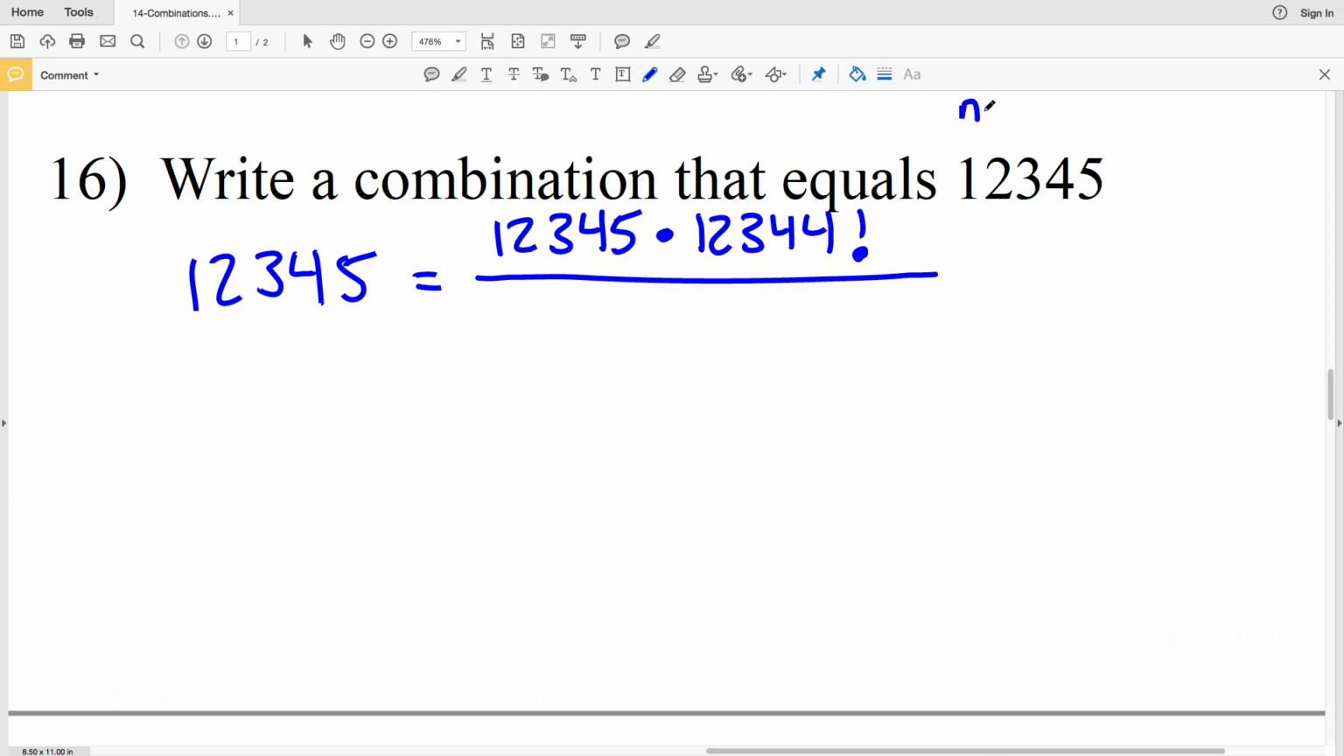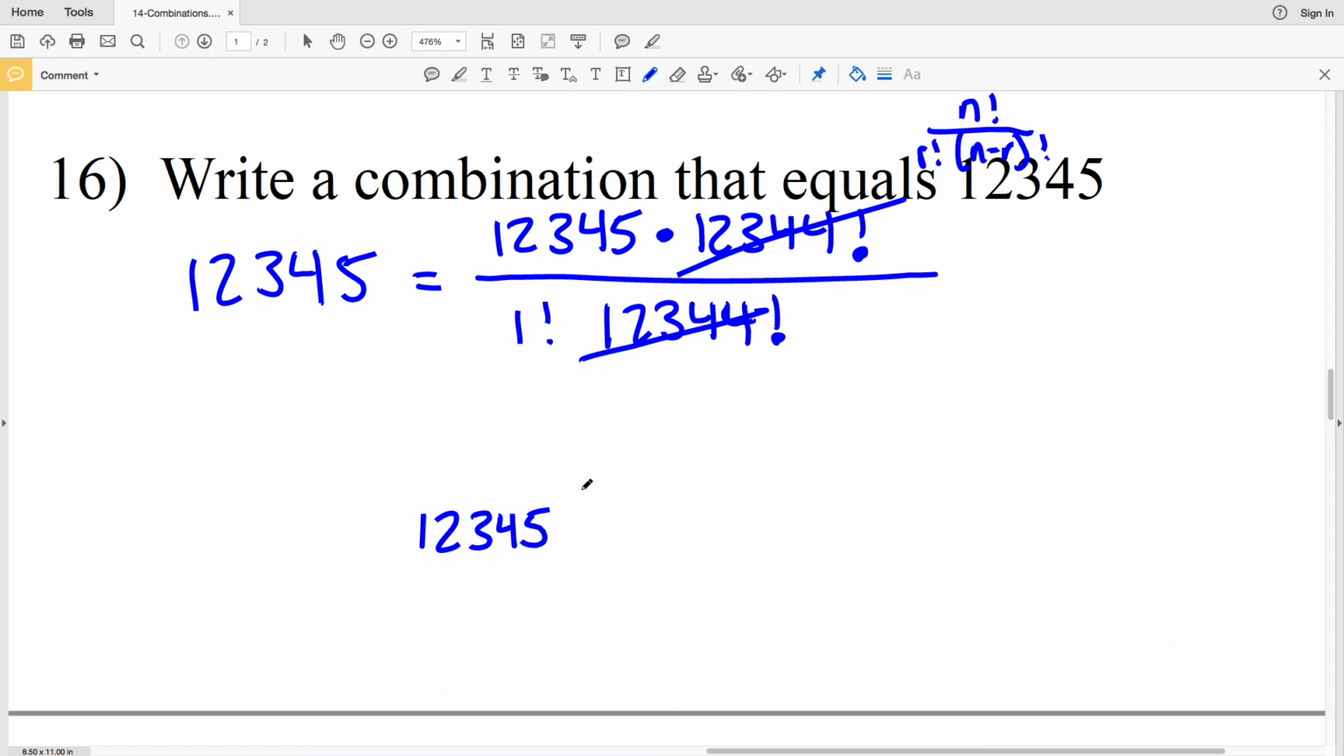Remembering our formula, n factorial over r factorial times n minus r factorial, we want that r value to be 1. If that r value is 1, 1 factorial is simply 1, and n minus r, 12,345 minus 1, is 12,344 factorial. So you can see that that will cancel out. And we'll just have 12,345 over 1, which equals 12,345. So we're going to want 12,345 choose 1. That is our solution in number 16.